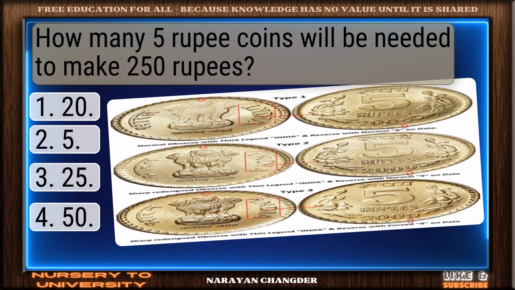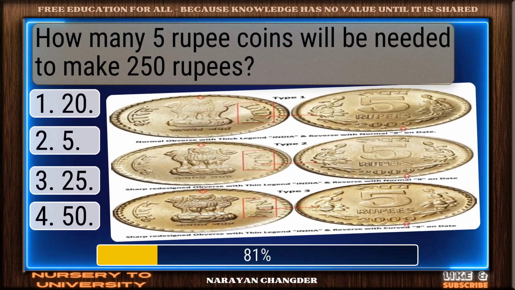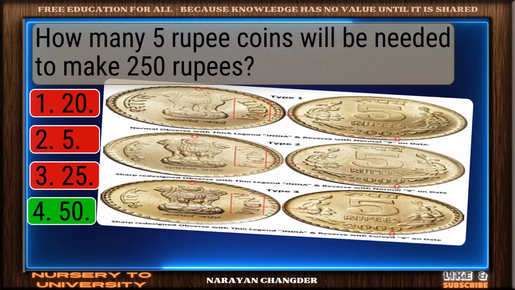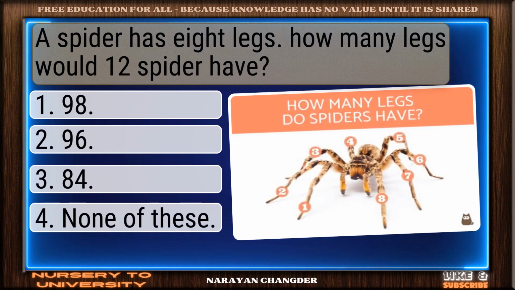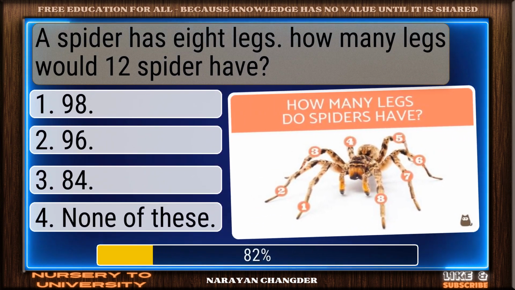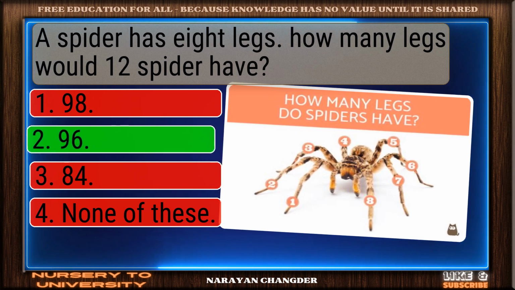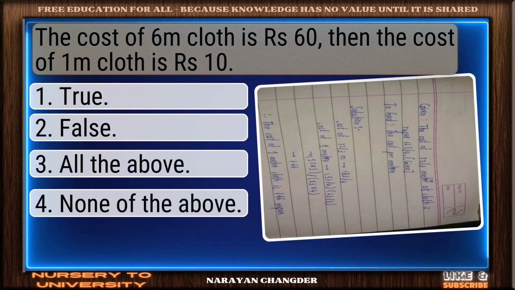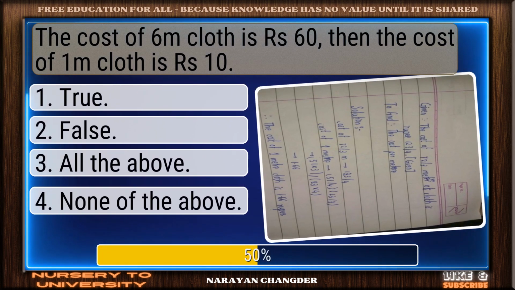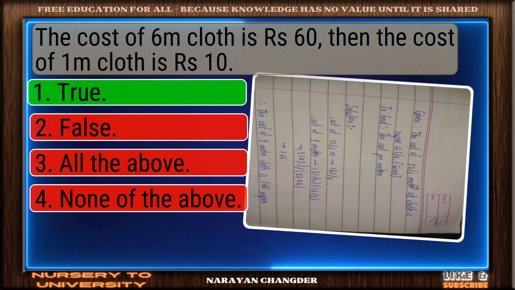How many 5 rupee coins will be needed to make 250 rupees? Well picked. 50 is the correct answer. A spider has 8 legs. How many legs would 12 spiders have? Nice selection. 96 is the correct and valid answer. The cost of 6 meters of cloth is Rs 60, then the cost of 1 meter of cloth is Rs 10. You're right. True is the correct answer.